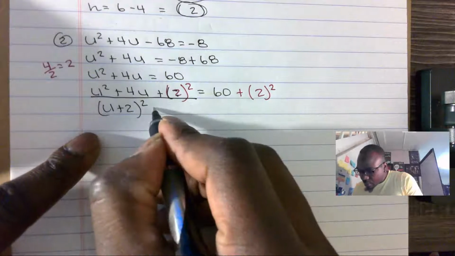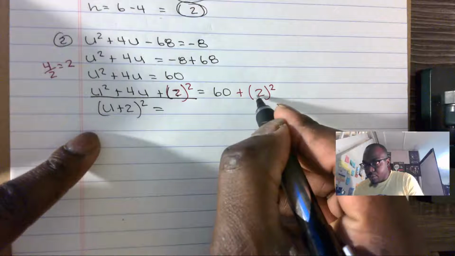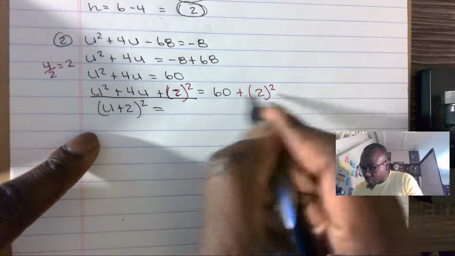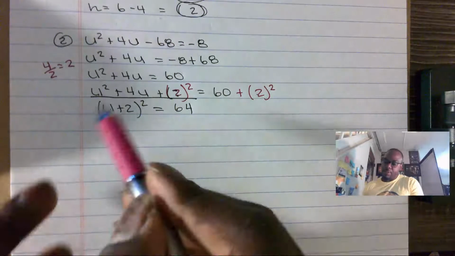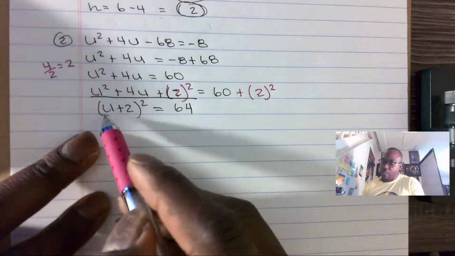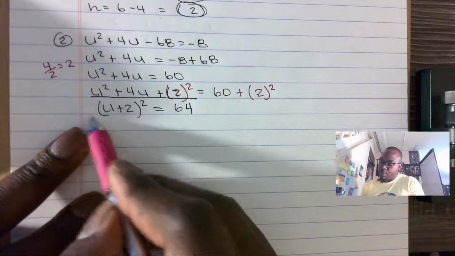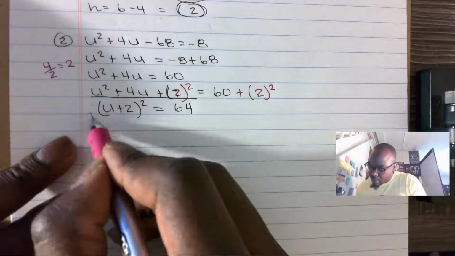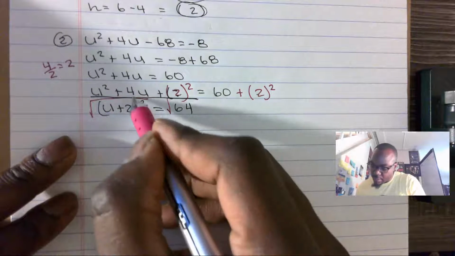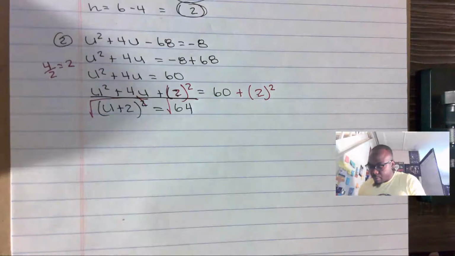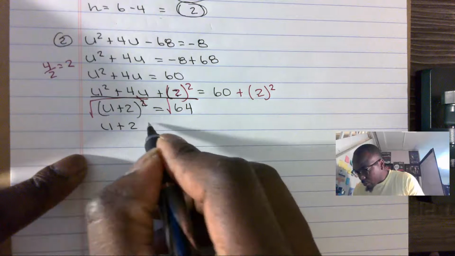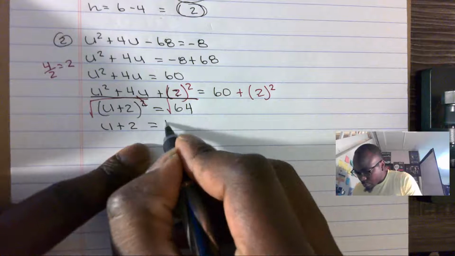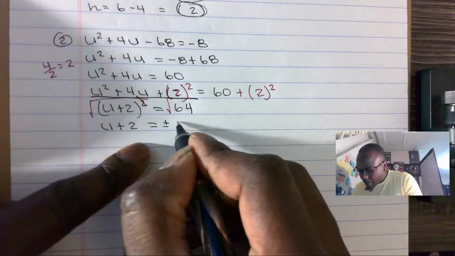2 squared is 4, so 60 plus 4 is 64. All right, so now I'm solving for u. Because I'm solving for u, I'm going to have to take the square root of both sides, because the square root cancels the square. So I'm left with u plus 2 is equal to the square root of 64, which is plus or minus 8.